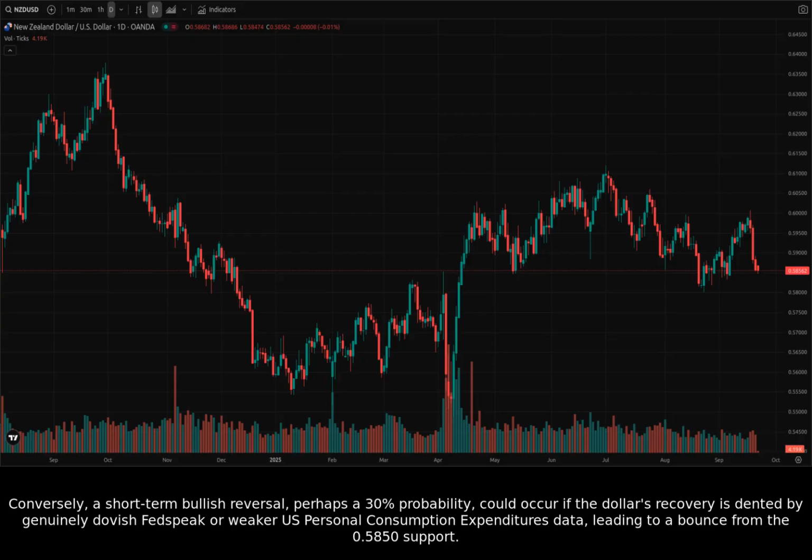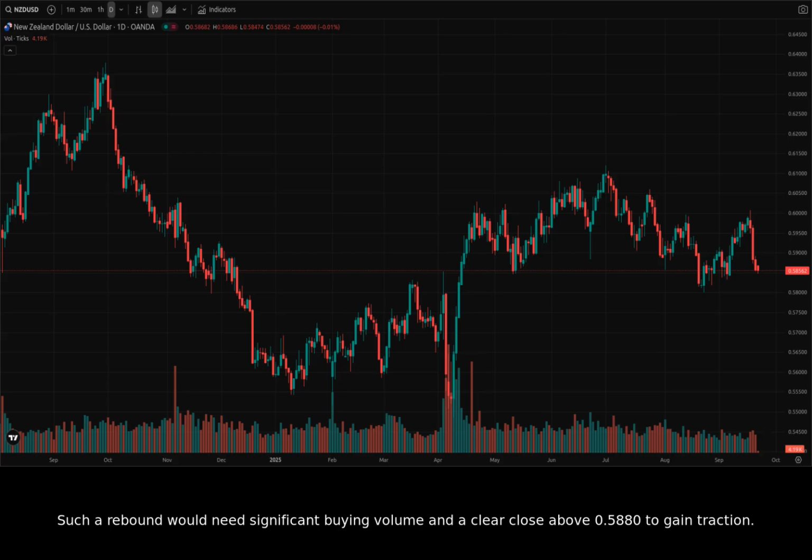Conversely, a short-term bullish reversal, perhaps a 30% probability, could occur if the dollar's recovery is dented by genuinely dovish Fed speak or weaker U.S. personal consumption expenditures data, leading to a bounce from the 0.5850 support. Such a rebound would need significant buying volume and a clear close above 0.5880 to gain traction.